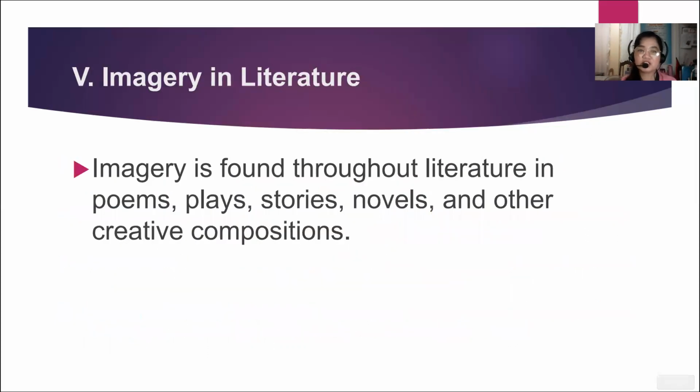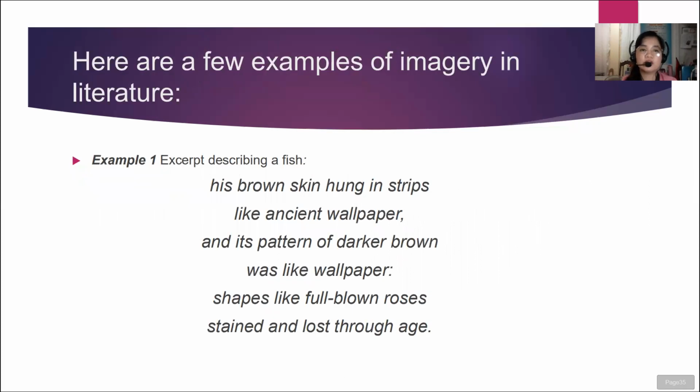Okay, imagery in literature. Imagery is found throughout literature in poems, plays, stories, novels, and other creative compositions. So here are a few examples of imagery in literature. I'm going to read you one excerpt describing a fish. Just imagine, I'm describing a fish. His brown skin hung in strips like ancient wallpaper, and its pattern of darker brown was like wallpaper: shapes like full-blown roses, stained and lost through age.